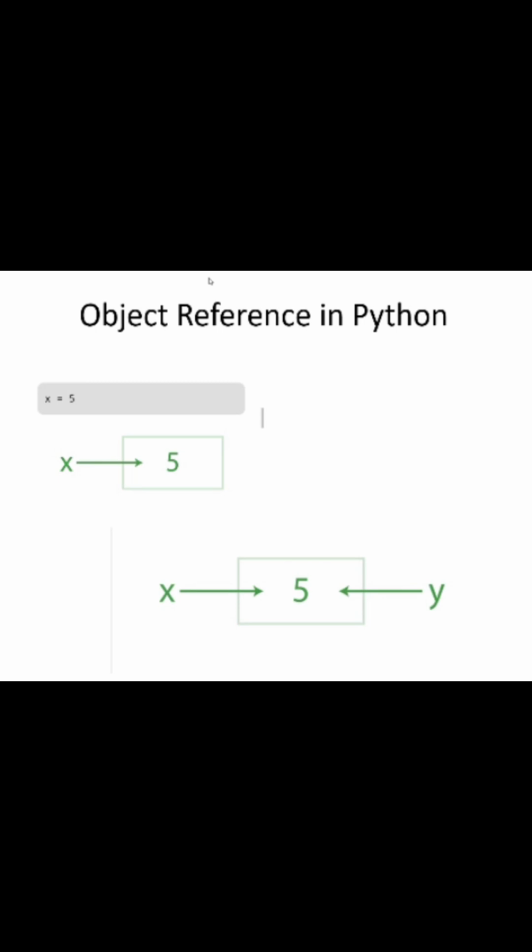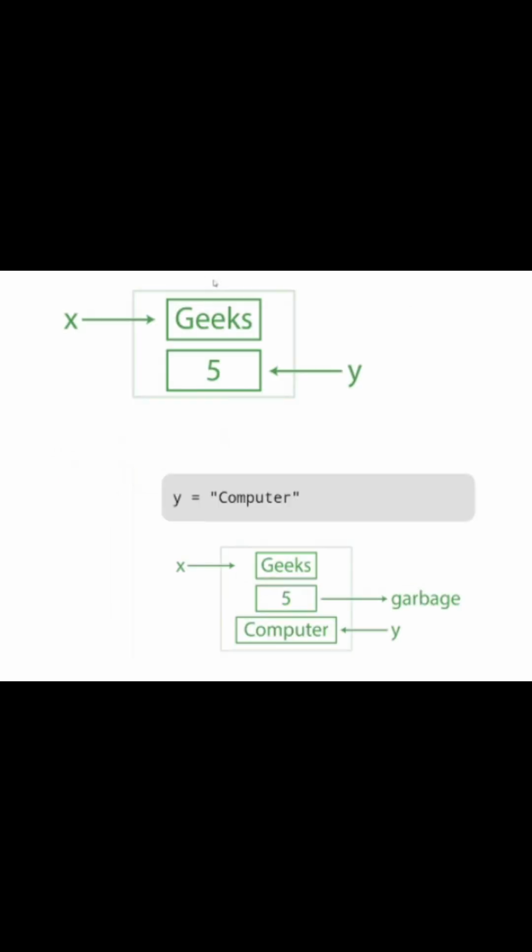This is called shared reference, where multiple variables reference the same object. Now, if we write x is equal to geeks, Python creates a new object for the value geeks and makes x reference this new object. The variable y remains unchanged, still referencing the original object 5.